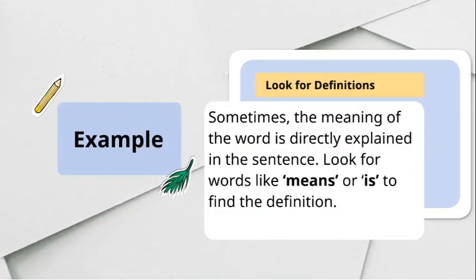The first one is to look for definitions. If you find a new word in the text, try to look for its definition. Sometimes the meaning of the word is directly explained in the sentence. So you need to look for the words "means" and "is." If you find these words and read the words or sentence after them, you will find the definition.